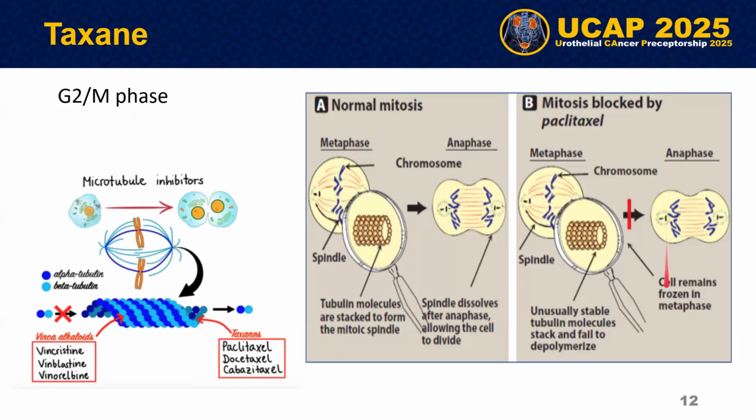Next is taxane. So taxane examples are paclitaxel and docetaxel. And also vinca alkaloids, as you can see here, also actually work at the microtubule structures. But in paclitaxel, as you can see in B here, it binds to the tubulin molecules. So it causes it to be, not unstable, sorry, but unusually stable, causing it to be unable to depolymerize, hence causing the cells to be stuck in metaphase and unable to transition to anaphase, hence leading to cell death. This typically happens in G2M phase.